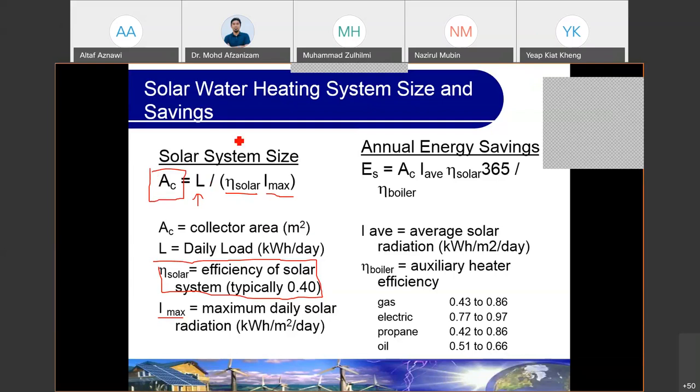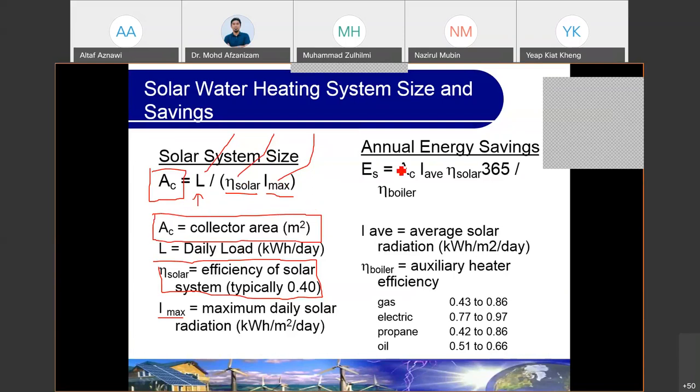You know your load, okay? You know the efficiency of your collector, you know your irradiance, the maximum irradiance for your collector, and then you put all of these in this equation, and you can estimate the approximate area of the collector to be used in support of your solar system.